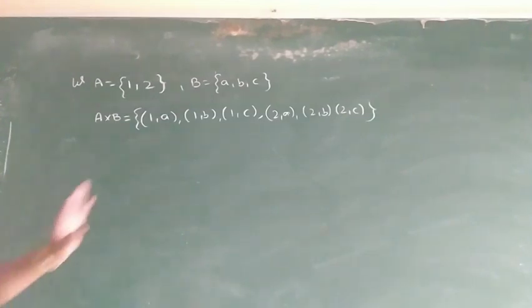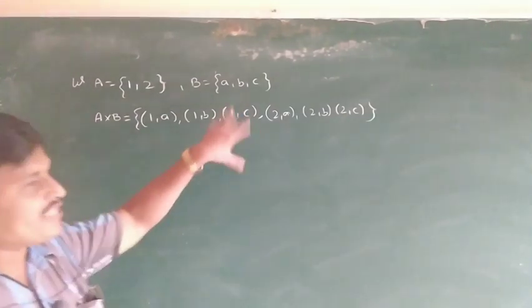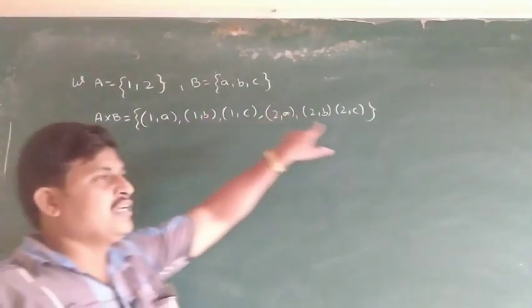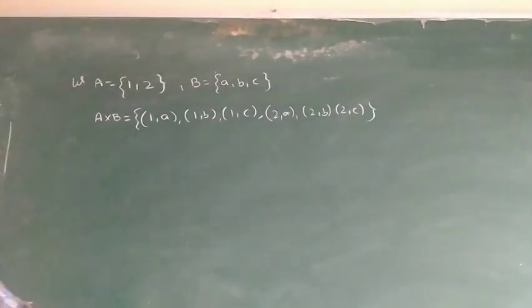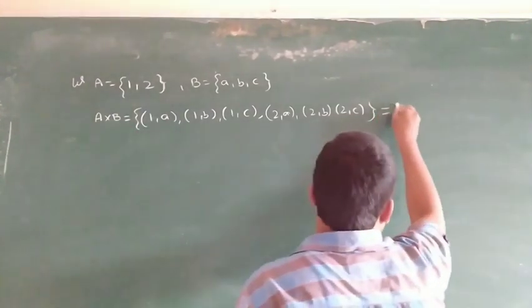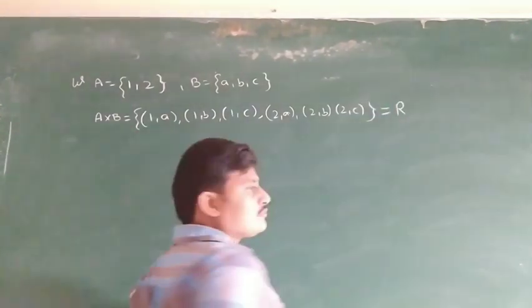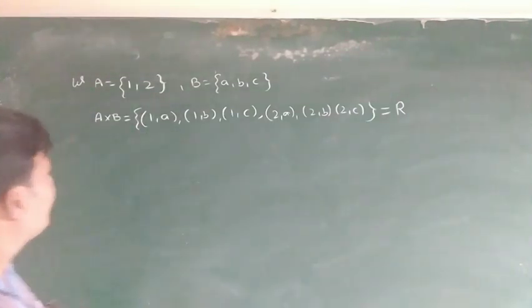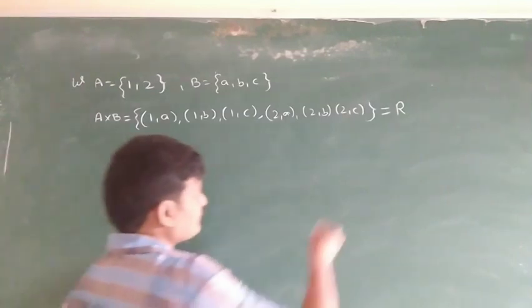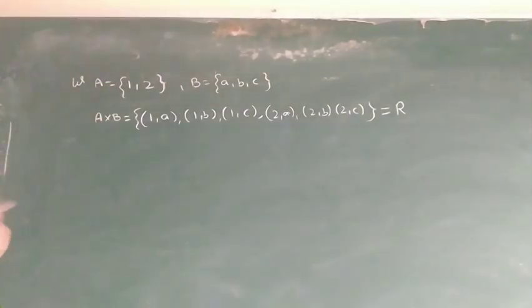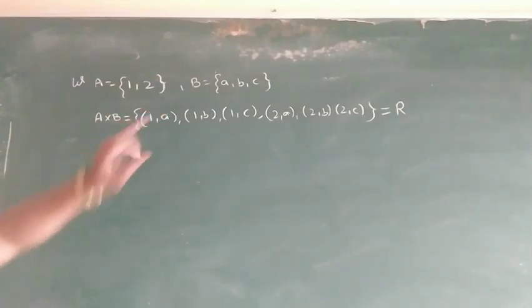The total A cross B has subsets: single element, double element, triple element subsets of A cross B. Any subset of A cross B is called a relation. For example, this is a relation R. What is a relation? A subset of A cross B is called a relation.